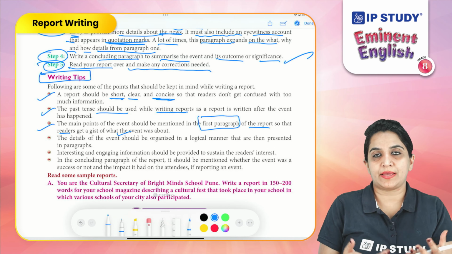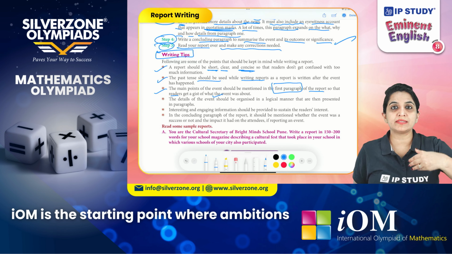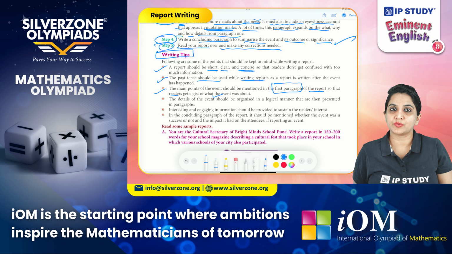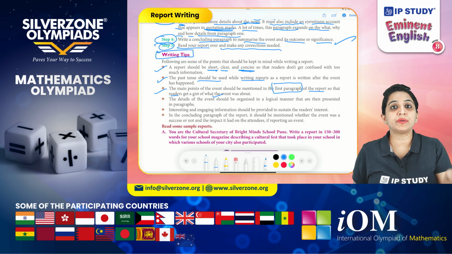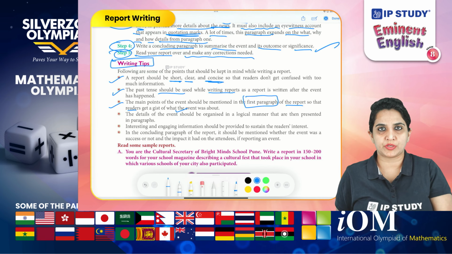It engages them, right? When they start reading, in the first few lines they should know what they are reading about, which event they are reading about. So state what had happened, where it had happened, and when it had happened. This gives clear and crisp information.